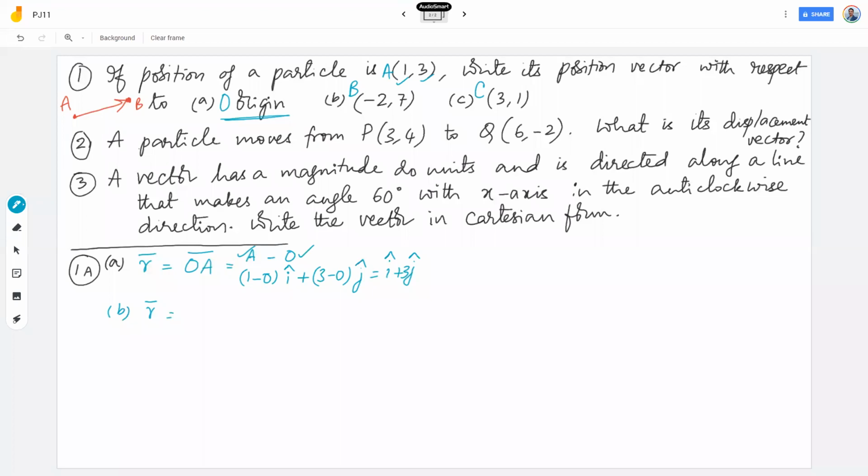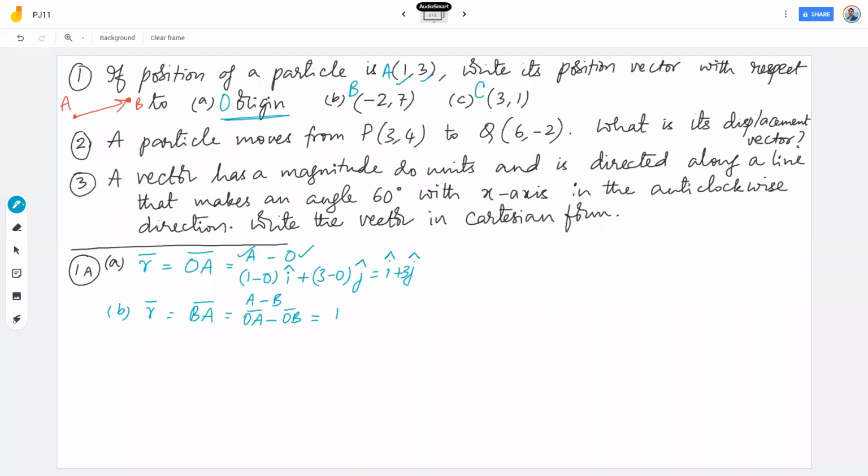Position of A with respect to B. They're asking you to find BA bar. How do you find BA bar? Final minus initial, A minus B, that is OA bar minus OB bar. So subtract B point from A point.